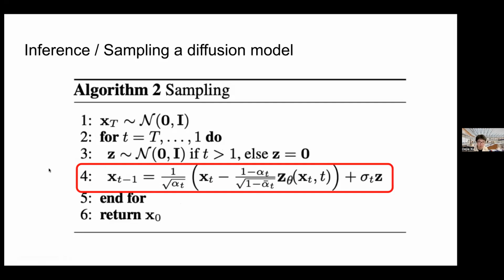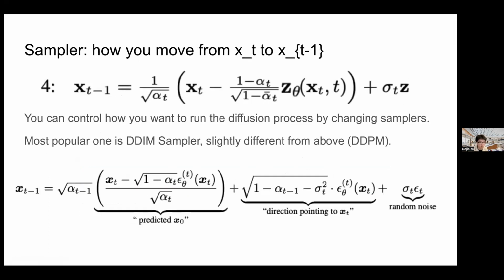You can design whatever noise schedule you want. And there are also a lot of papers discussing this, but among them, the most popular one is called the DDIM sampler. So the DDIM sampler is slightly different from the equation line number 4, like we saw earlier. The above one is the DDPM sampler, and the bottom one is the DDIM sampler. The DDIM sampler is widely used in many diffusion models, including the well-known Stable Diffusion.